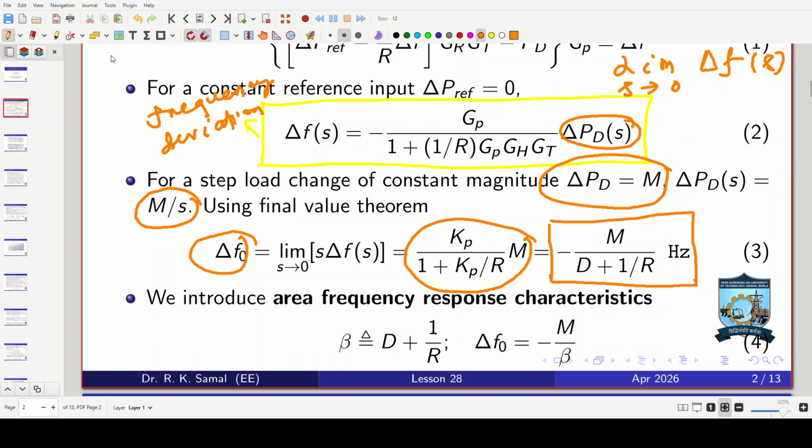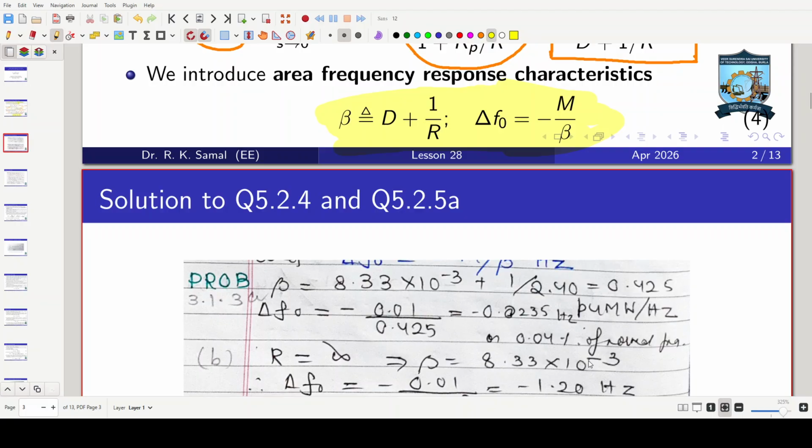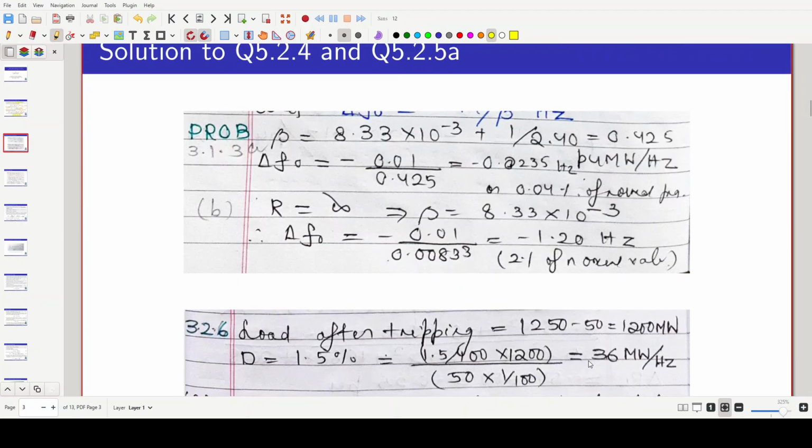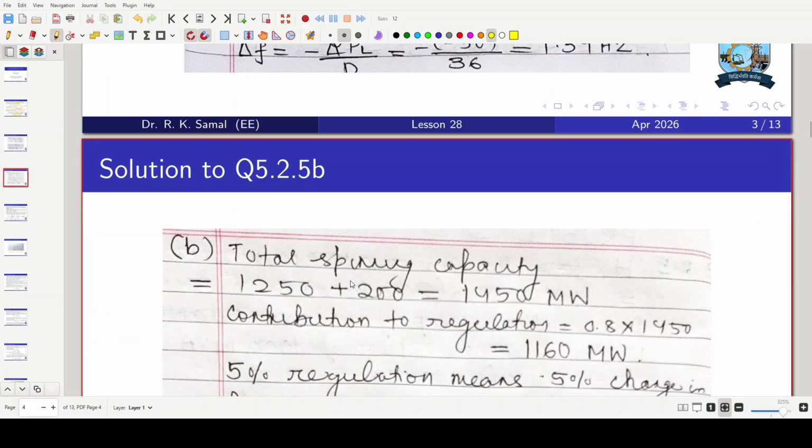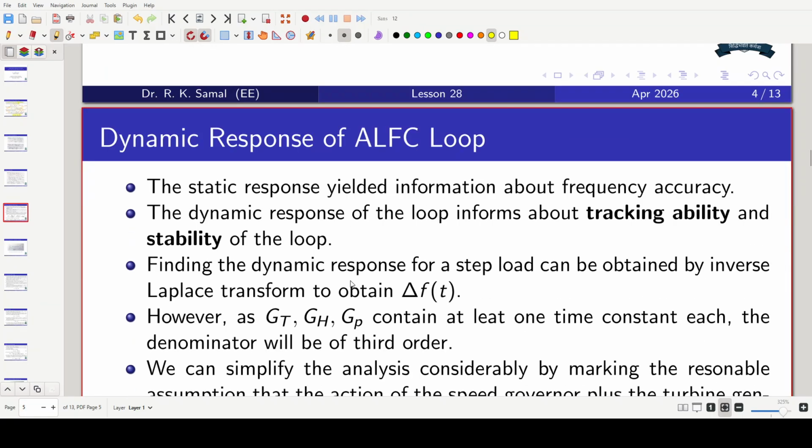We introduce some terms known as the area frequency response characteristic, beta, which is the combination of the load frequency dependency and the regulation constant. Therefore this static change in frequency eventually is minus M by beta. Here some examples are given where load changes are given. All these examples are in the problem set. I suggest you find time and solve them today itself. In the offline class we would have solved them in the class. So that is known as static response.